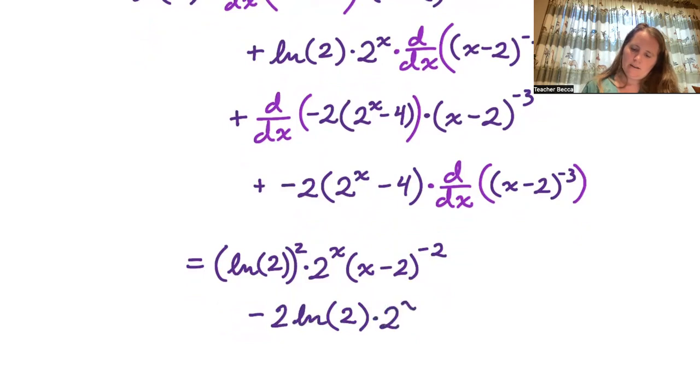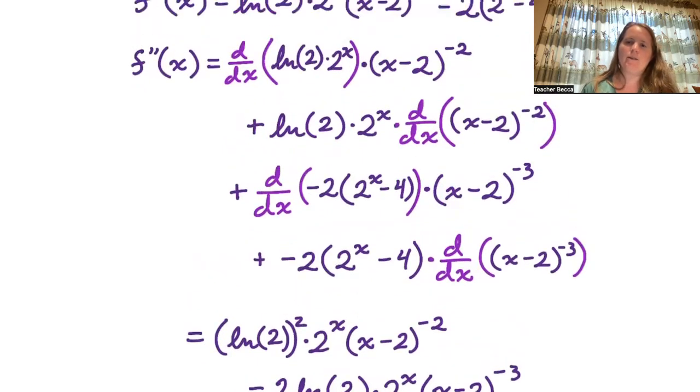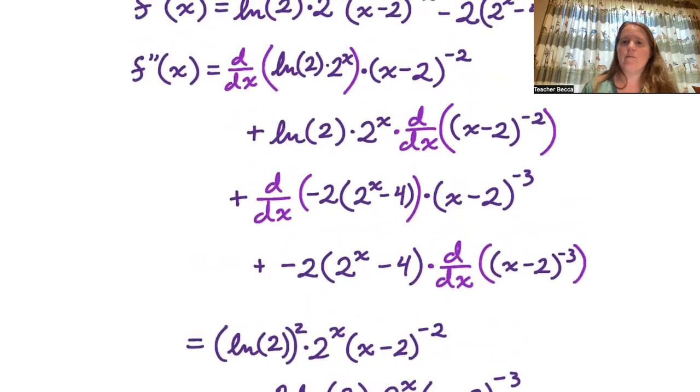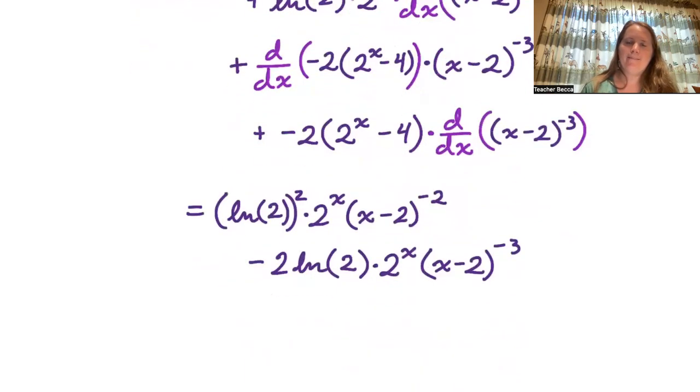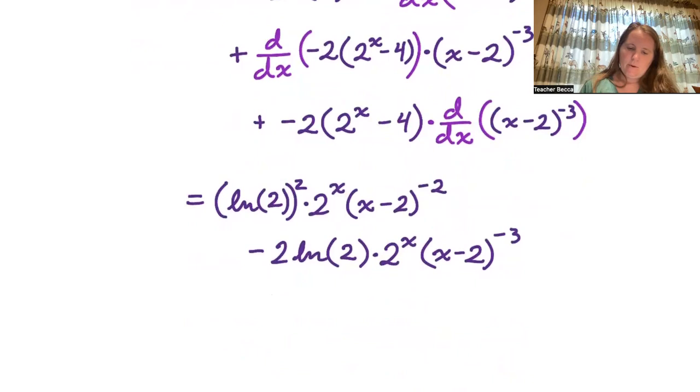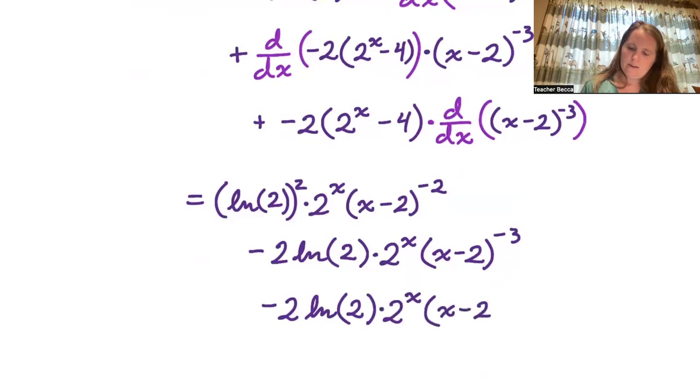Times 2 to the x times (x minus 2) to the negative 3rd. That's the power rule on that (x minus 2) to the negative 2. Technically, we would have a times 1 from the chain rule. Then we would have a minus 2 times the natural log of 2 times 2 to the x times (x minus 2) to the negative 3rd. The derivative of negative 2 times 2 to the x minus 4 is negative 2 times natural log of 2 times 2 to the x.